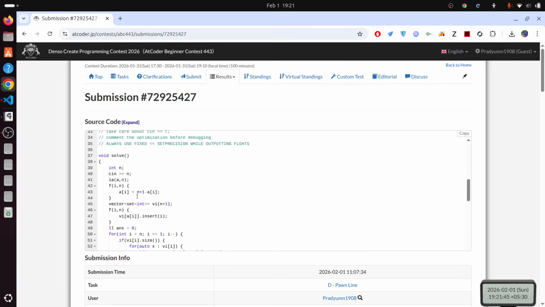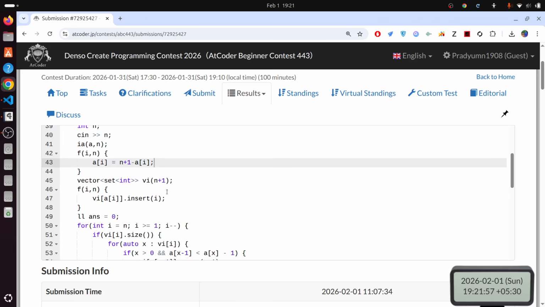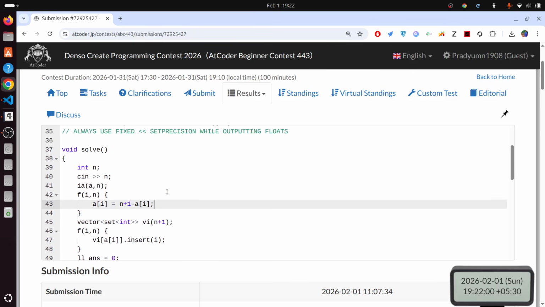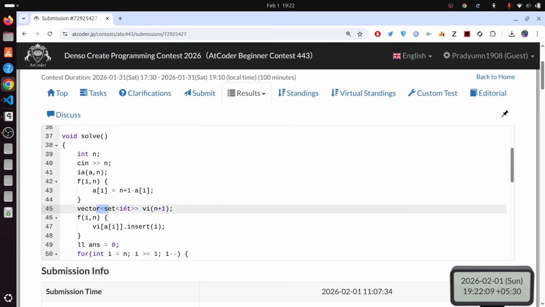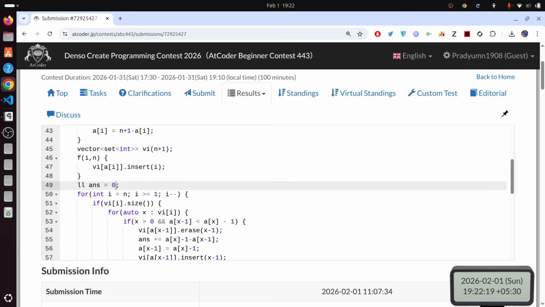Okay, so the code is: int n, cin n, input the array for int I, and then I invert it, like I just reverse the numbering, because actually I wrote the code according to the reverse numbering and later I realized that, so I just added these 3 lines to invert the numbering. Okay, so ai becomes n plus 1 minus ai, then vector of set of int vi of n plus 1, so vi of a of I dot insert I, right? Then I'll have ans equal to 0.